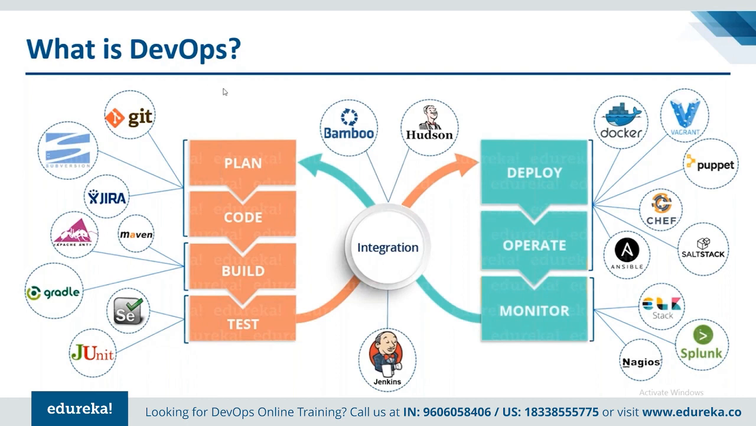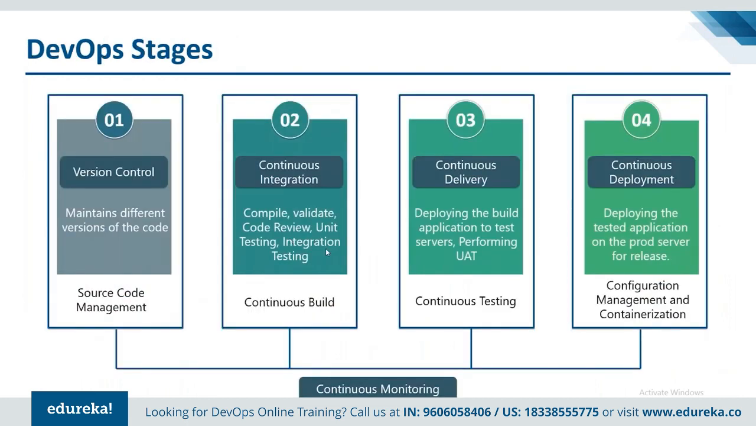Now, as we have seen here, these are different stages of DevOps. First of all, we have version control, then we have continuous integration, continuous delivery, and continuous deployment, right? In version control, we simply make sure that we are maintaining the versions of every change happening in the code, and that's a part of source code management that we have discussed. And Git is the most popular tool out there for version control.